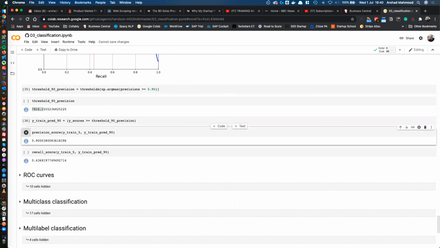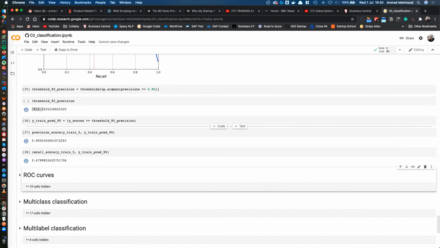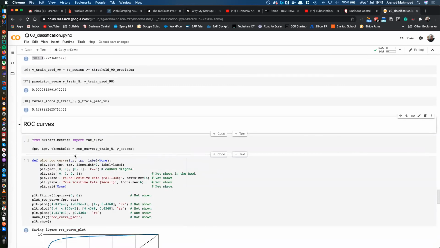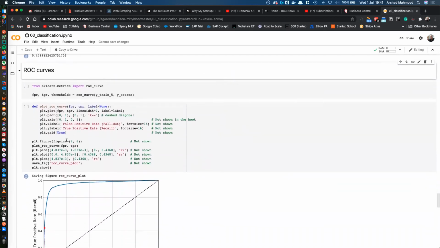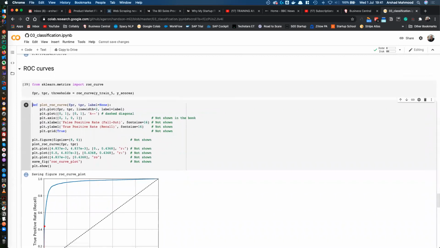And we've got, so that's 90% precision, 47% recall score. Okay, so now we've gone down to ROC curves. So we have a ROC curve from the metrics, and then plot ROC curve. What is it? So this ROC curve is doing that.